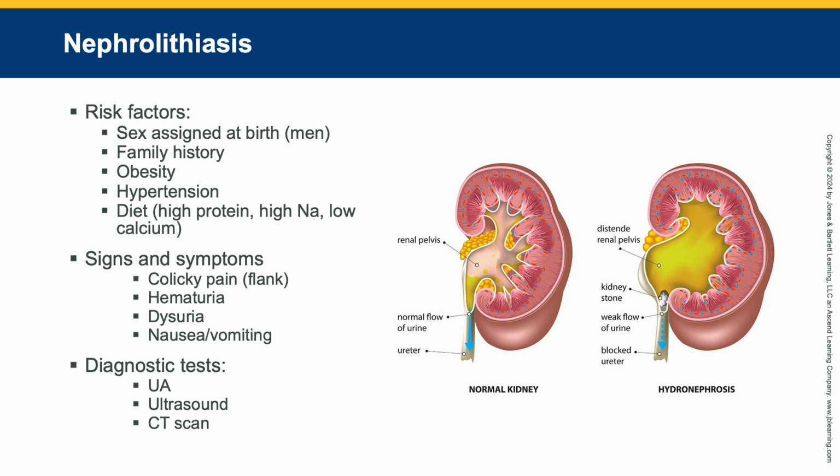Clients are going to complain of colicky flank pain, like severe cramping. Hematuria is frank or gross, meaning it's literally seen, or it's seen on a urinalysis. There's pain with urination, and then nausea and vomiting are really, really common. Providers typically diagnose with a urinalysis because they see RBCs, and then a CT scan or an ultrasound.